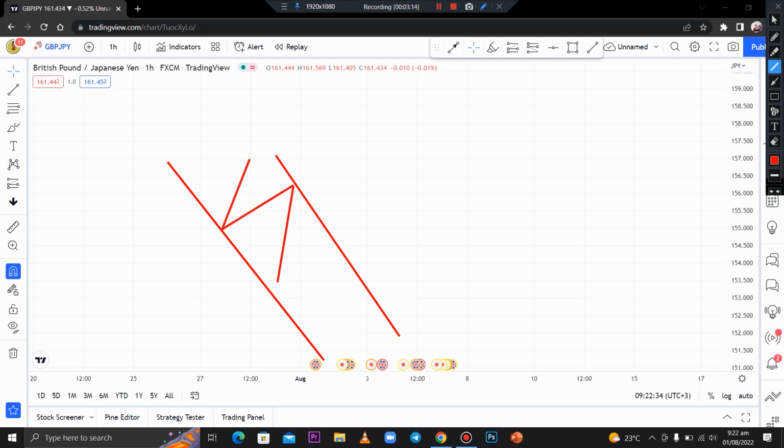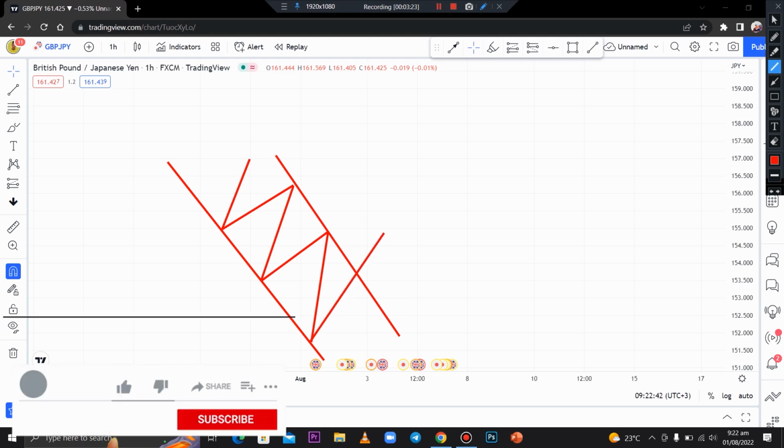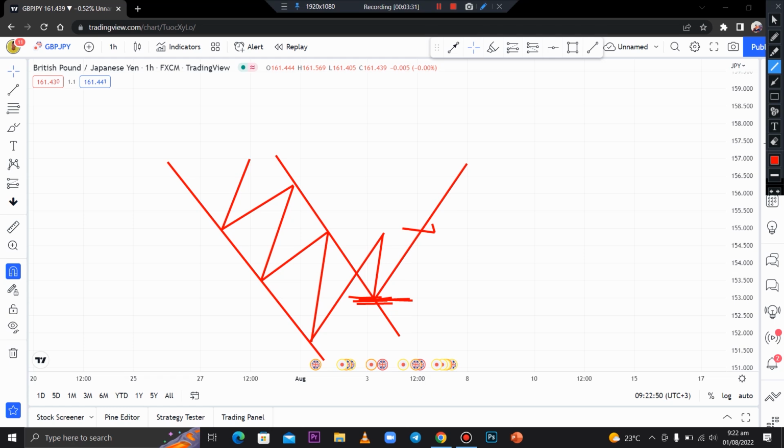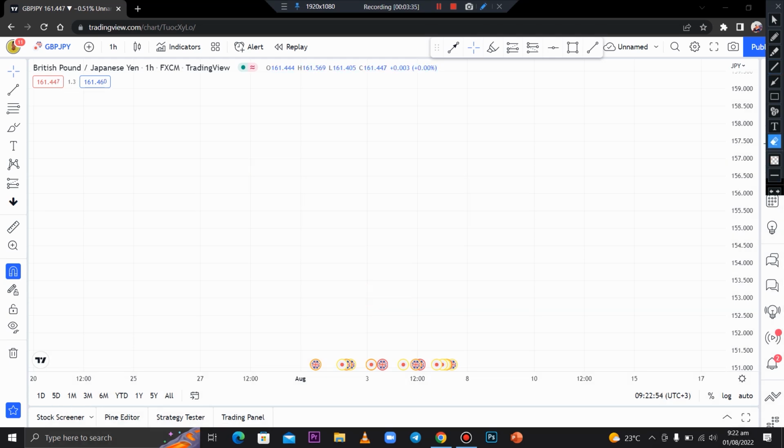Okay, coming back, pushing down, coming back, pushing down, and then let's say we break back to the upside, and then obviously you have to come back for a retest at this point. Okay, and then boom, we are in right to the upside. Basically that's how it works.